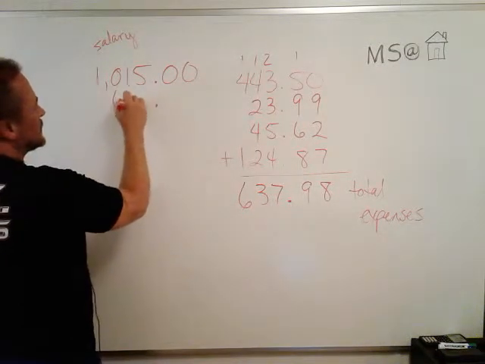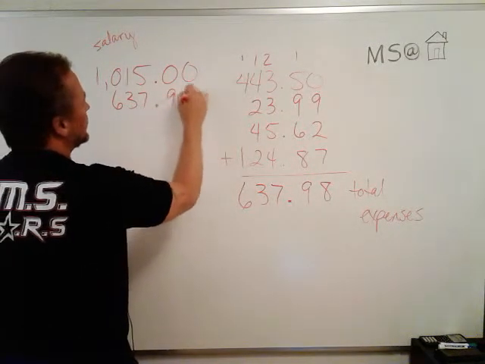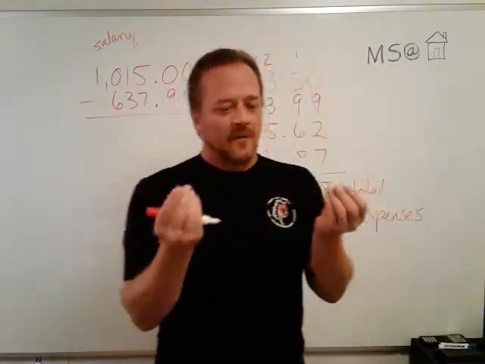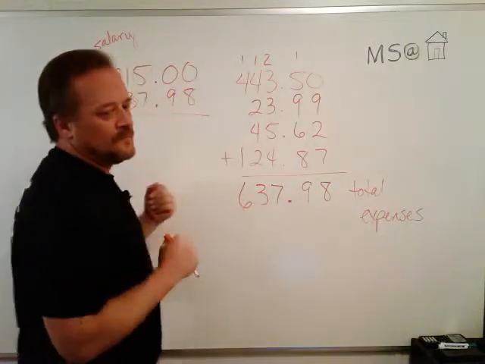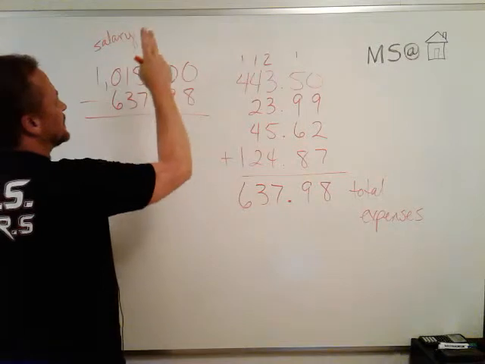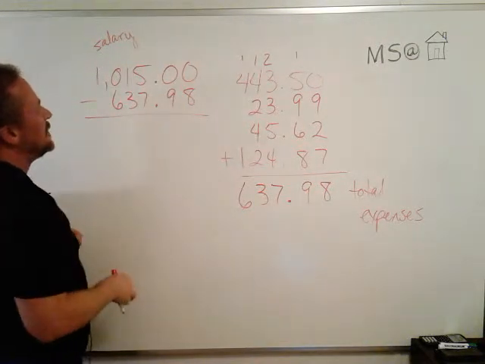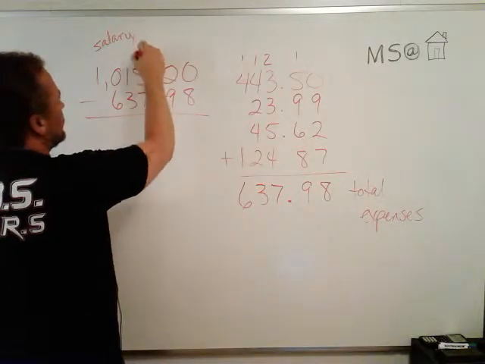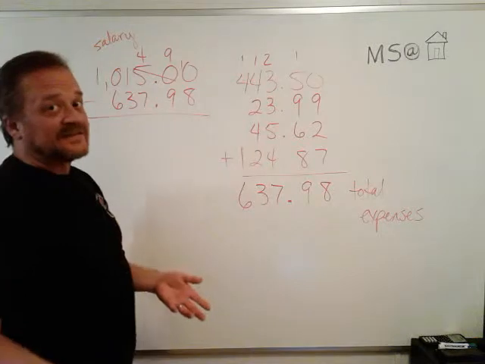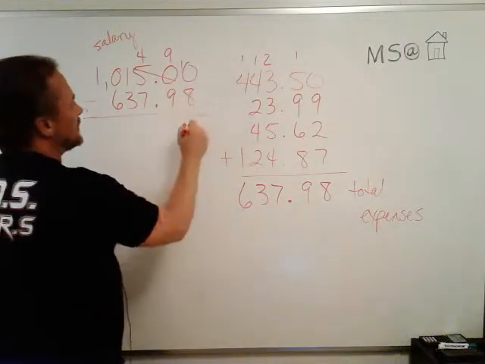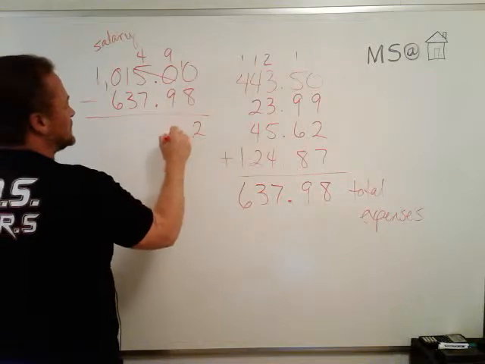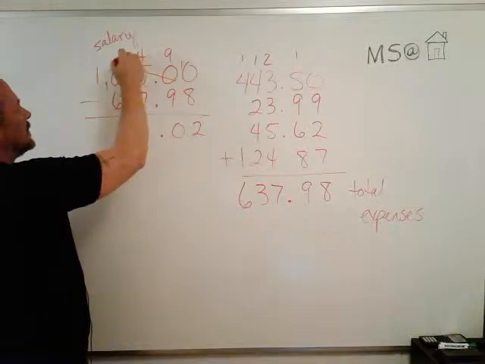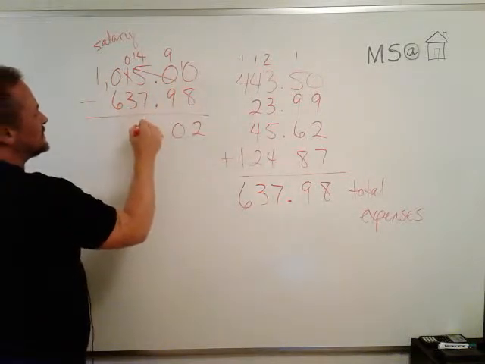Okay, 637.98. And when I subtract that from my salary, I'll be able to know what's left over. Okay. I can't take 8 out of 0, and I can't borrow from 0 necessarily. So what I'm going to do is take 1 out of this 50 by turning it into a 49. Now I can steal that 10. 10 minus 8 is 2. 9 minus 9 is 0. Decimal. Can't take 7 from 4, but I can take it away from here. 14 minus 7 is 7.